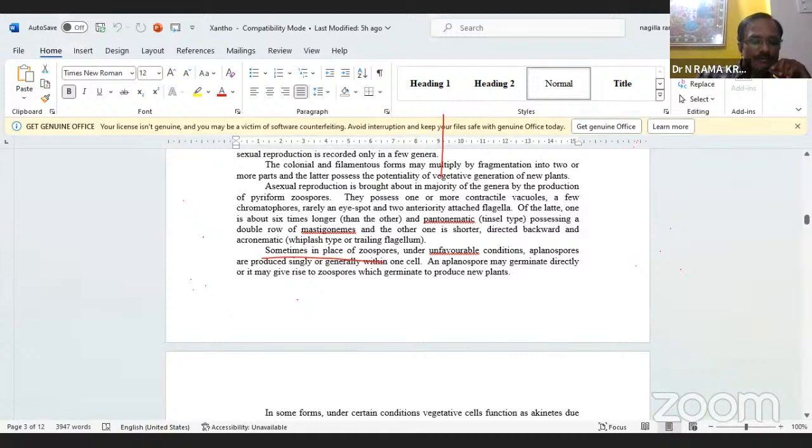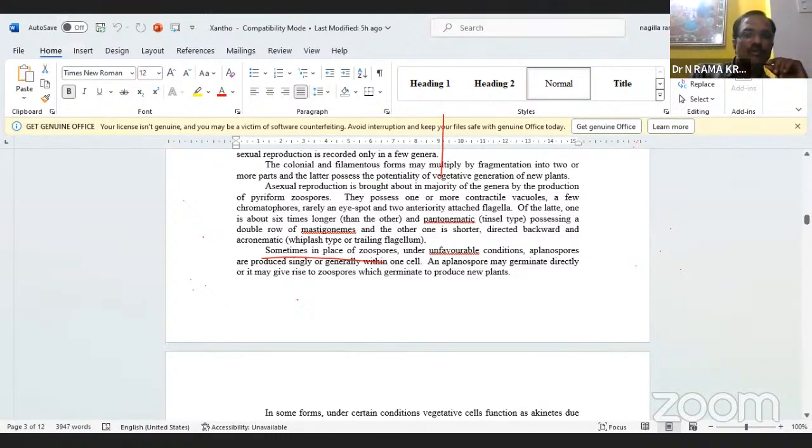Next, affinities with Xanthophyceae. First point: native cellulose is absent in both cases. Carotenoids are present in a higher percentage. Only one kind of xanthophyll pigment is present. The presence of different types of pigment, chlorophyll a, chlorophyll b, carotene and one type of xanthophyll, is why this is in a separate position.